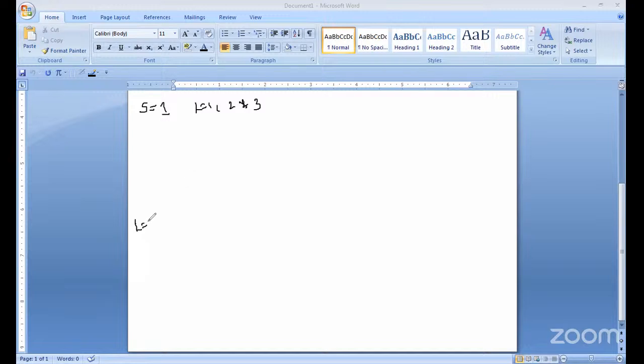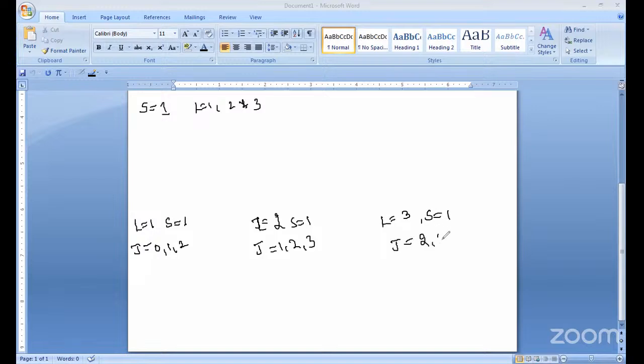Suppose we consider L equals 1 and S equals 1. J can be a combination of L plus S, that is 1 plus 1, so J equals 0, 1, and 2. L plus S gives 2, and L minus S gives 0. Next, for L equals 2 and S equals 1, J can take three different values, 1, 2, 3. Similarly, for L equals 3 and S equals 1, J can be 2, 3, and 4.